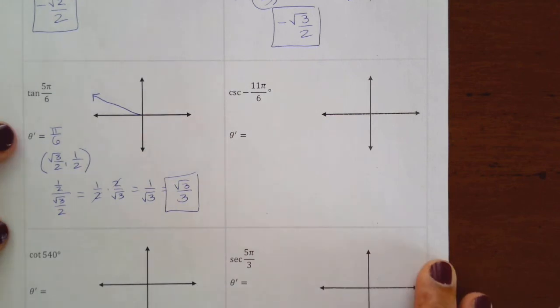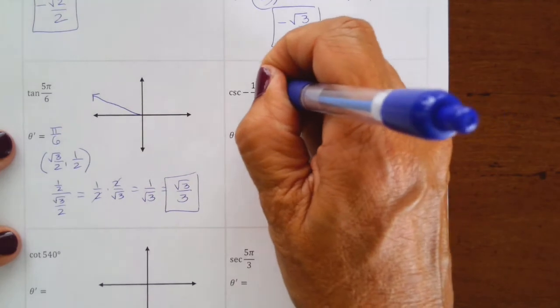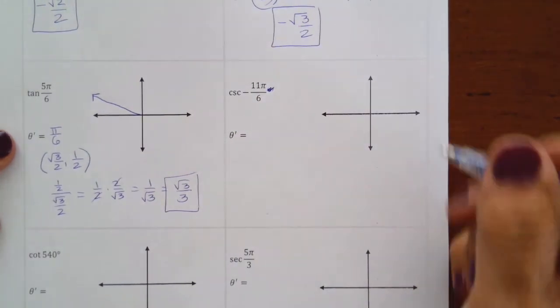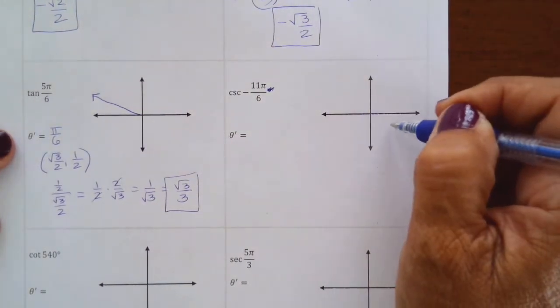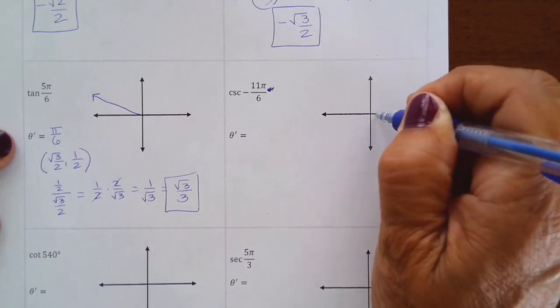All right, negative 11 pi over 6. Negative 11 pi over 6. And I don't know why that's there, but that should not be there. Okay, so I know 11 pi over 6 is 330 degrees, so negative would be this way.